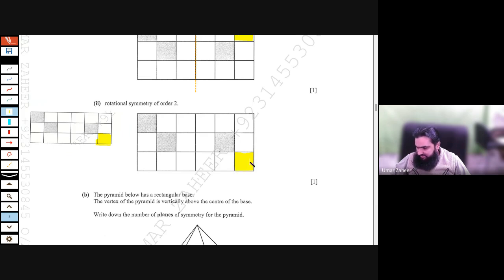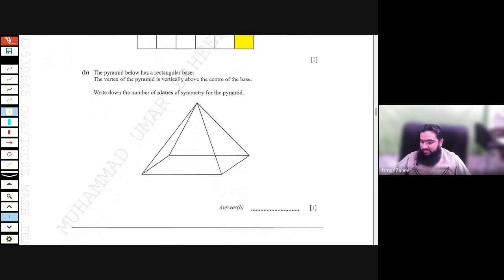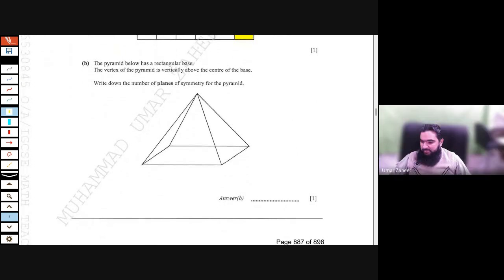When you are doing it in the exam, you have to use a tracing paper or you have to literally rotate your paper, if you don't have one. Now this part, the pyramid below has a rectangular base. The vertex of the pyramid is vertically above the center of the base. So more information is given. Write down the number of planes of symmetry of the pyramid.